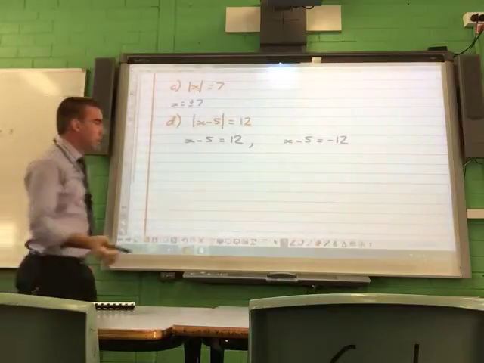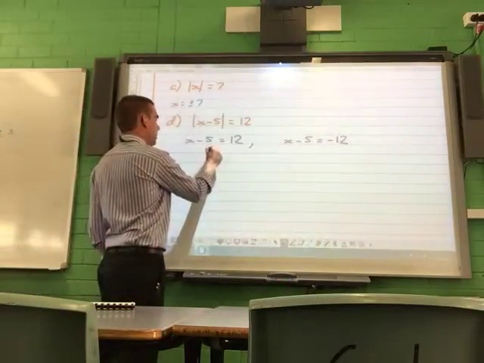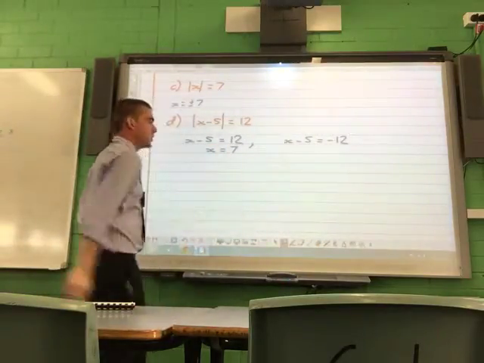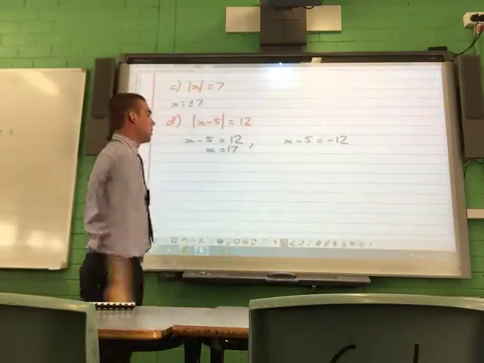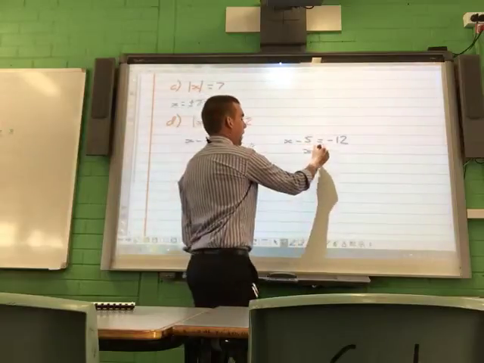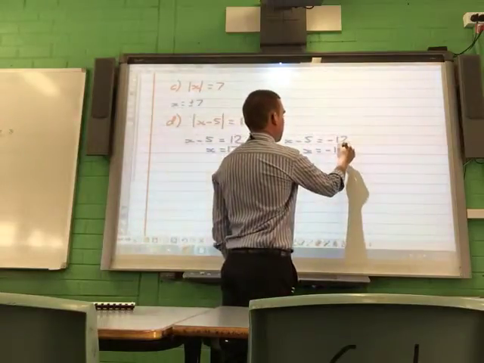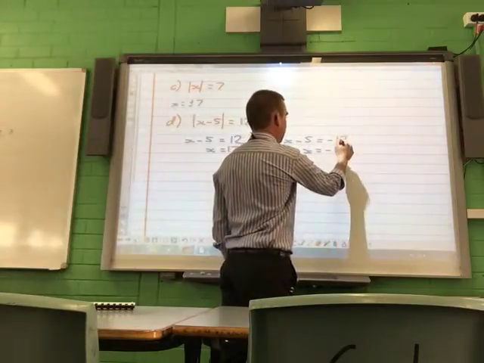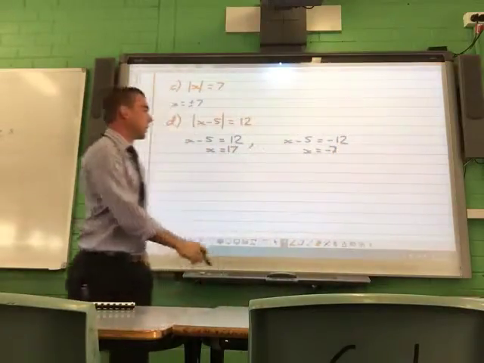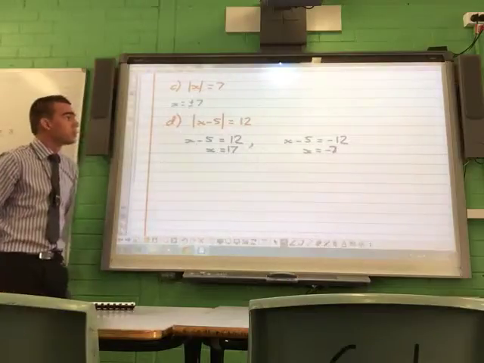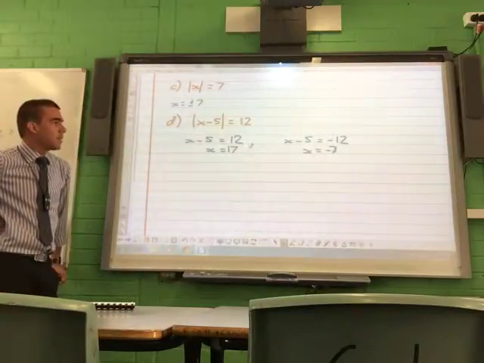Okay, so there's simple equations now. Should be able to tell me straight away what the answers are for both of them. So x must equal 17 and x must equal negative 12 plus 5, which is negative 7. Okay, so those two solutions will suit that value there.